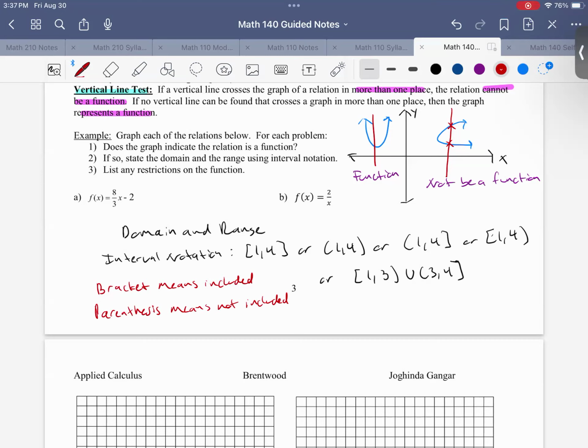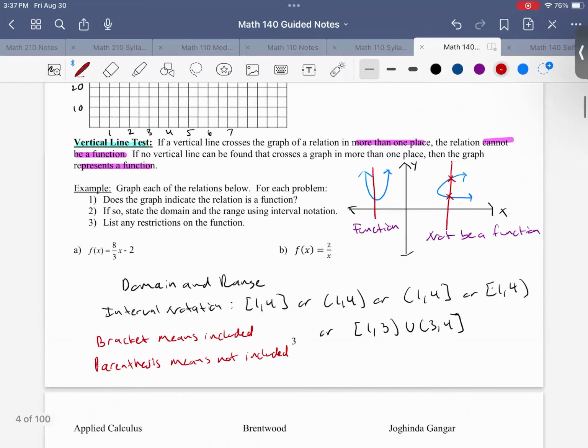That's some review from algebra, but definitely try to remember this. And if you are still having trouble, definitely Google it or look up some YouTube videos as well. Okay, so what's the question asking us? It wants us to graph this.